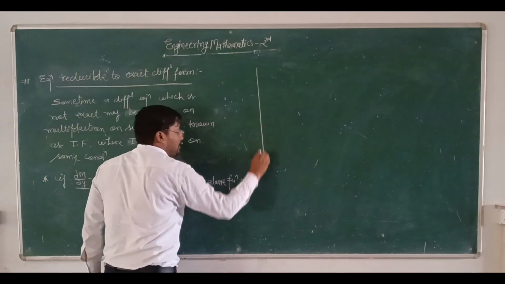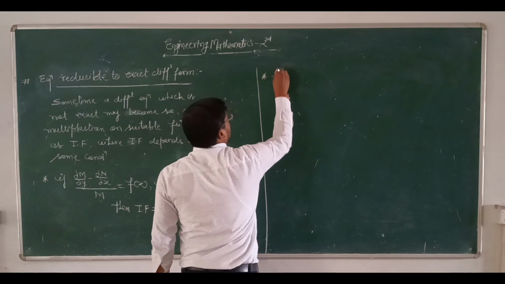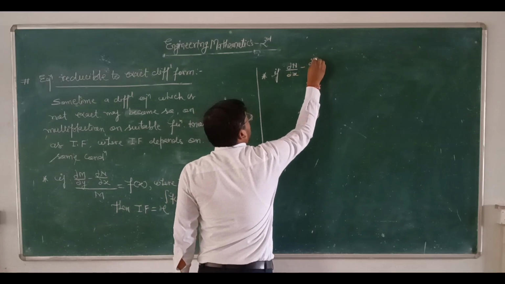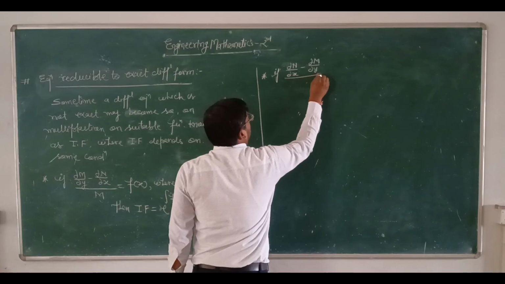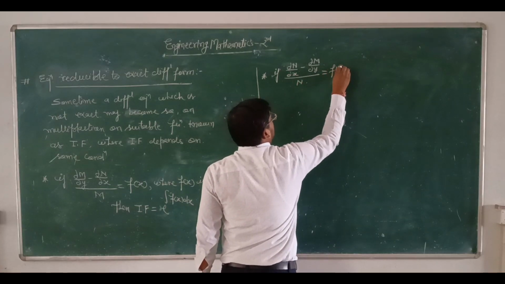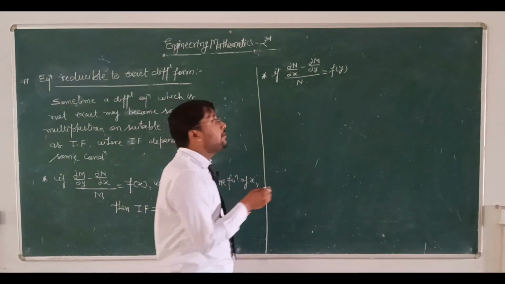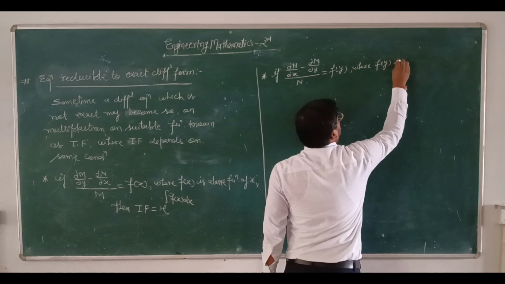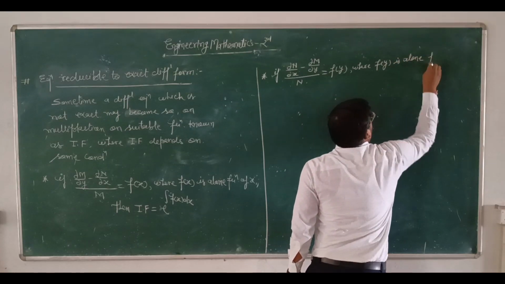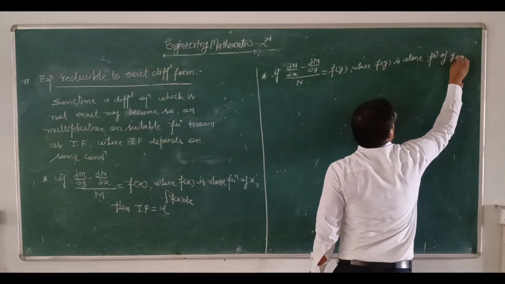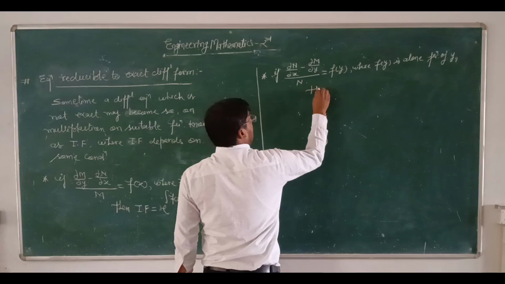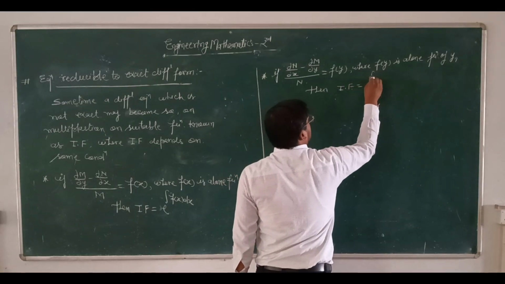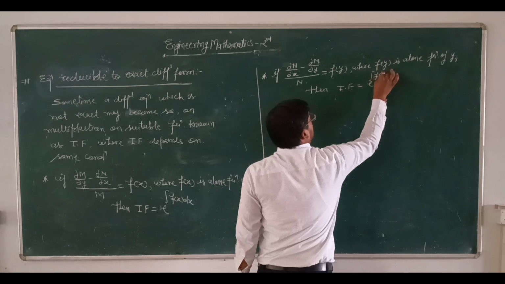Now second is condition number second, if (∂N/∂x − ∂M/∂y) upon M is equal to f(y), where f(y) is a function of y alone, then IF is equal to e to the power integration f(y) dy.